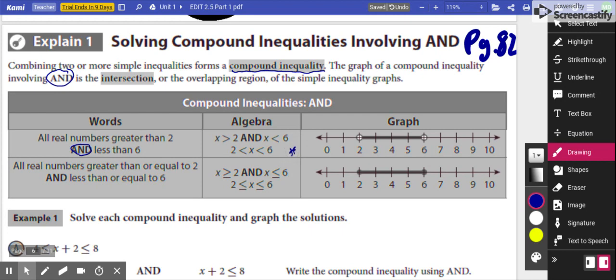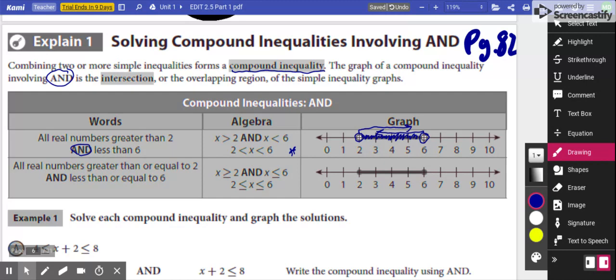So if I were to graph this, well, I would have all of my numbers bigger than 2. That's an open circle. Okay, that does not include 2. It's everything bigger than 2. So we can even write an arrow going to the right. And we want all numbers strictly less or fewer than 6. So then my arrow is going to the left. But again, that word and means that I'm only graphing my overlap. And this is where my graphs overlap, between those values of 2 and 6.